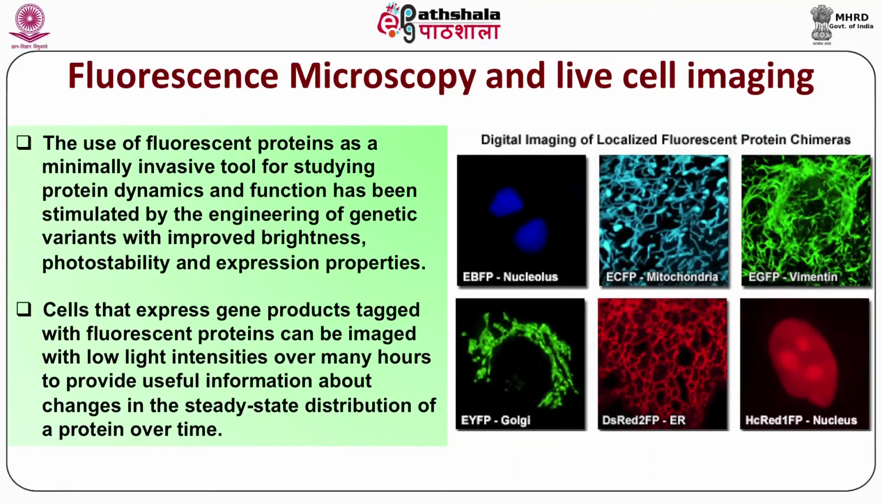You can see here that EBFP is used for staining of the nucleus, then ECFP showing the mitochondrial dynamics, then EGFP showing the vimentin, then the Golgi is shown by the EYFP, and DsRed2FP is used to see the endoplasmic reticulum dynamics, and HcRed1FP is used to see the nucleus.